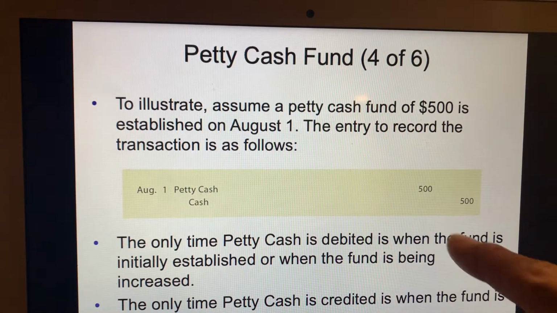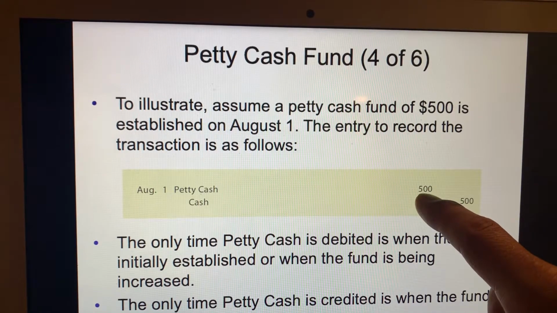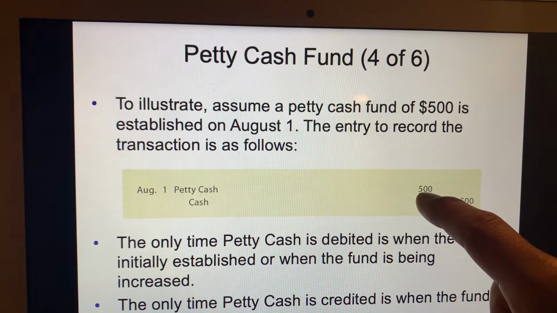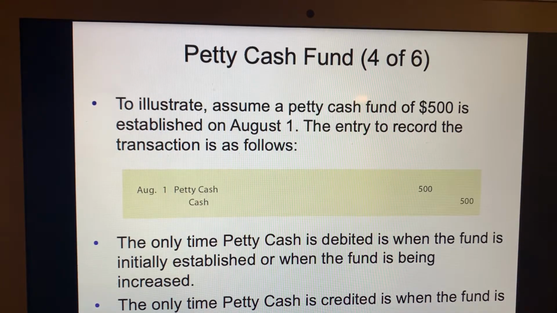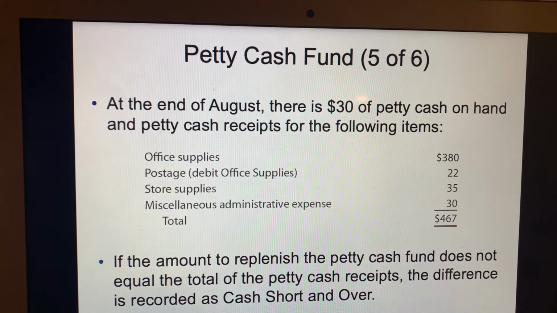There's an example. So we're creating a petty cash. We're putting money in a petty cash fund of $500. So we're pulling cash out of our cash account. So we're shifting it. Okay, so that's all that's saying. So at the end of August, there is $30 of petty cash on hand. The petty cash receipts are for the following items: office supplies $380, postage $22, store supplies $35, miscellaneous admin expenses $30. Total is $467. We'll take a look at how to debit and credit this right here.